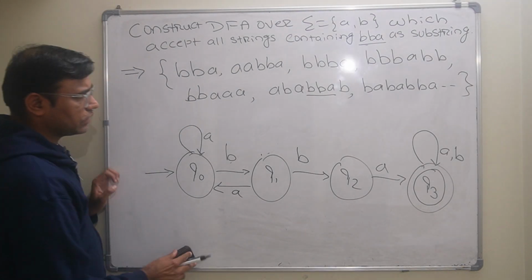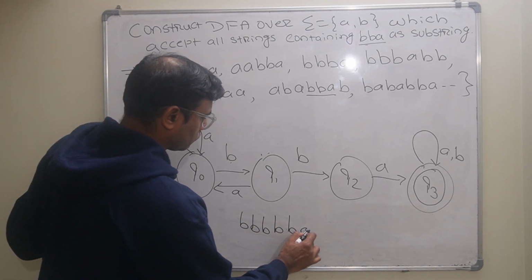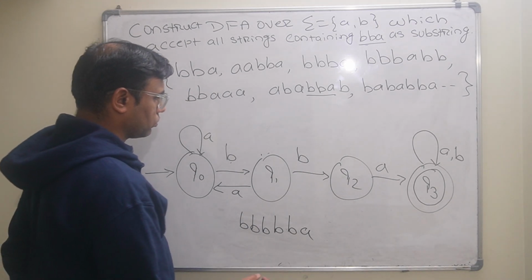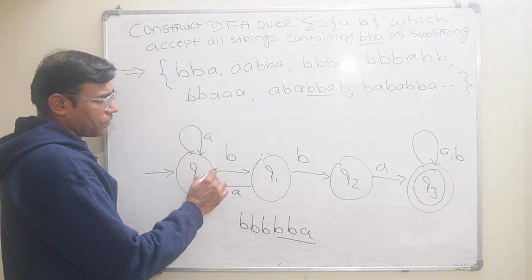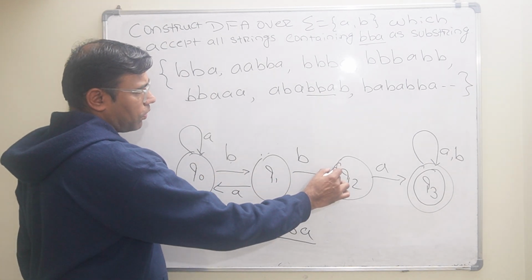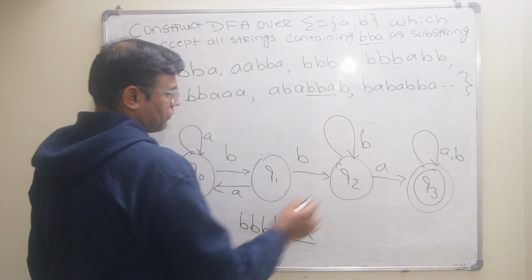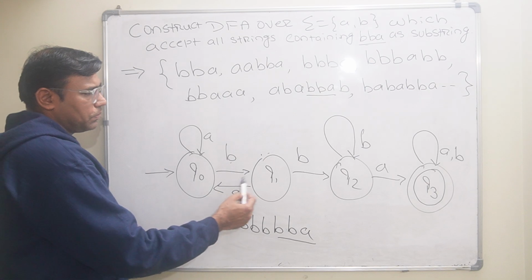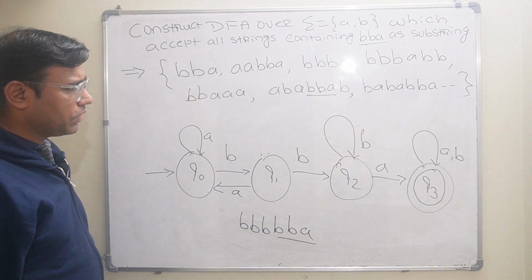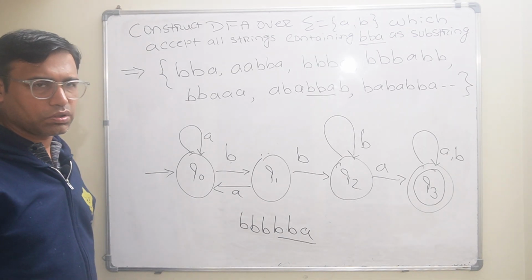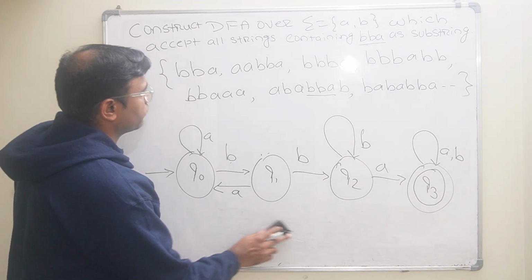Now the next possibility is bb and then a. There can be any number of b because bbb is also containing bb as substring, a valid string. So if you apply the loop of b here, it will solve our problem. So I will apply the loop of b here. So it will accept any number of b and then a reaches the final state. So in a DFA, if you reach the final state and there is no more input symbol, then the string is accepted.